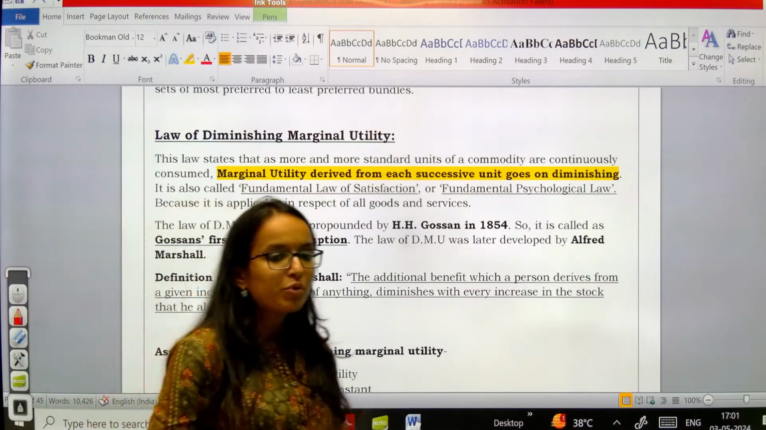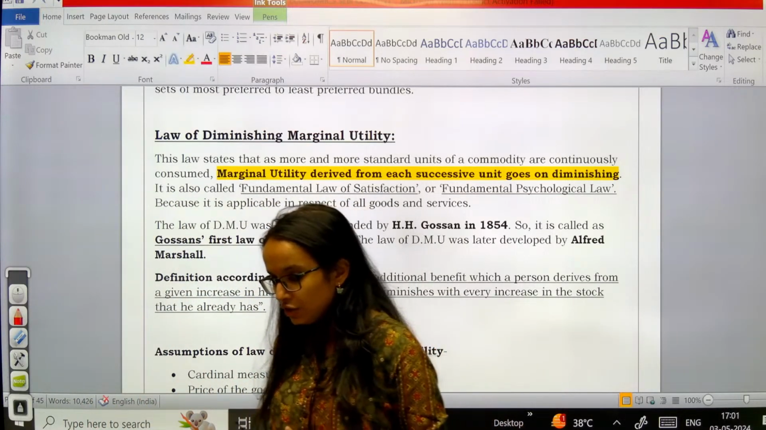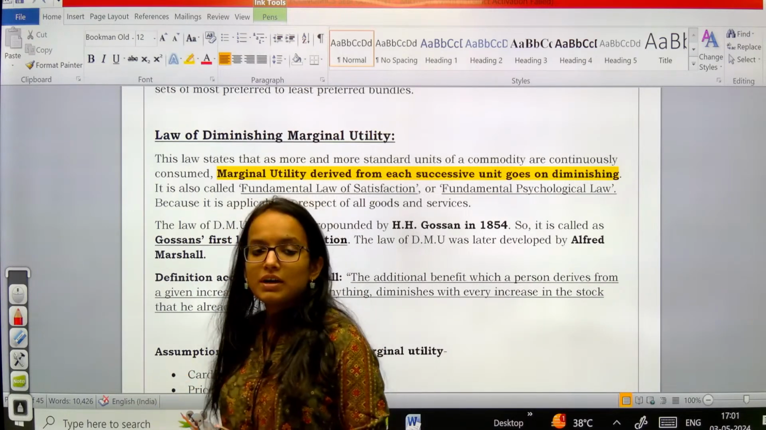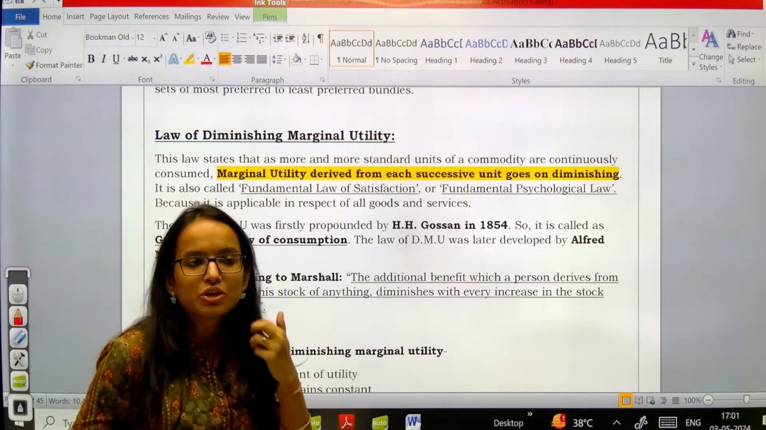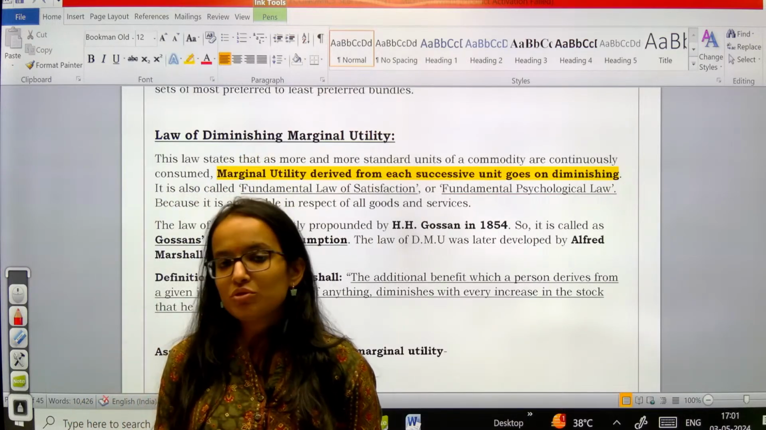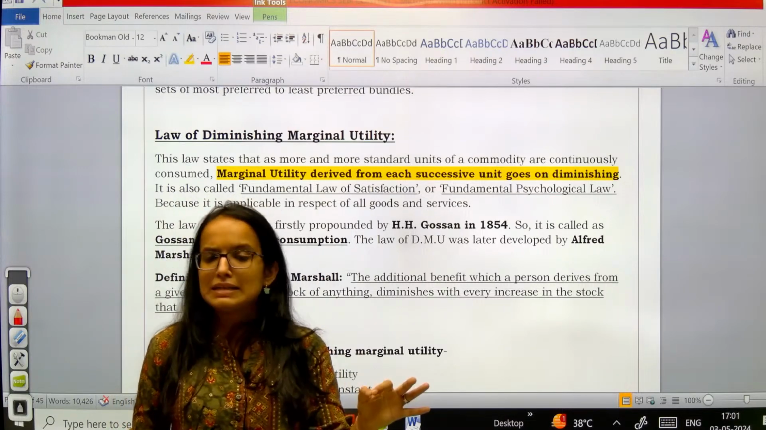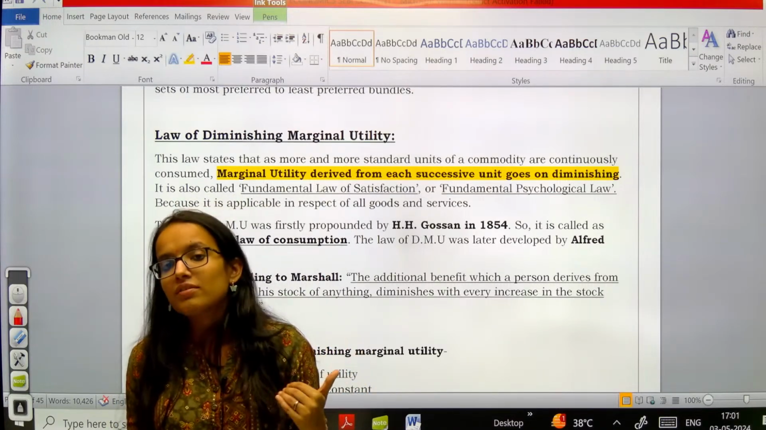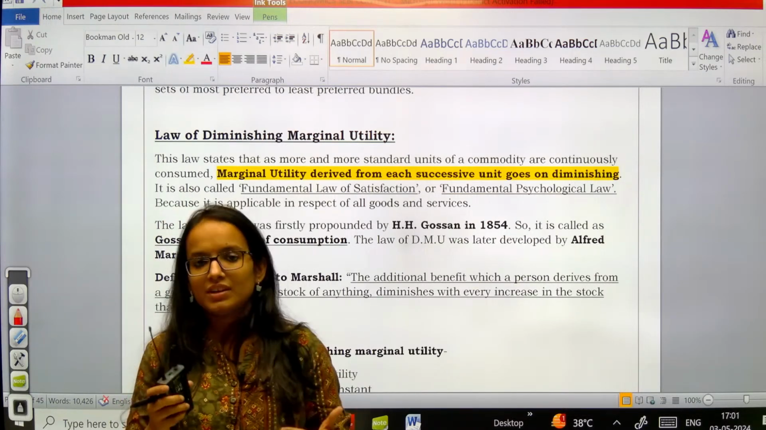Then comes a very important law in microeconomics, the law of diminishing marginal utility, which we will do in detail in later classes. But let me tell you very quickly, what does the law of DMU say? Diminishing marginal utility. See, this is very easy. You can relate it to your daily life. That's why economics is very interesting. You do not need to mug up. It is something you live every day.